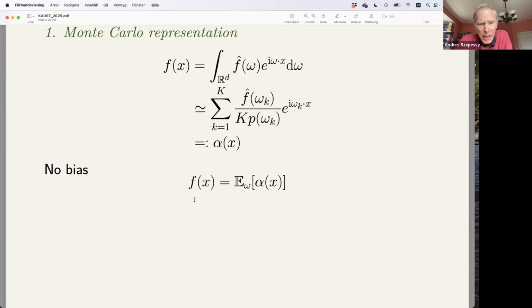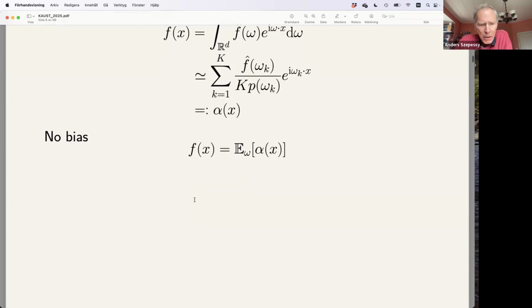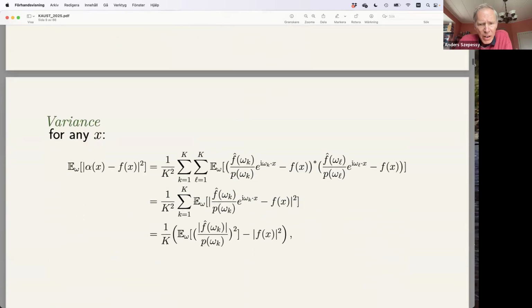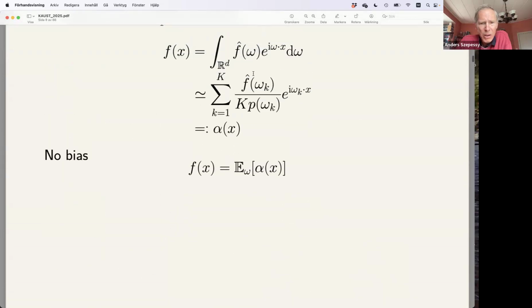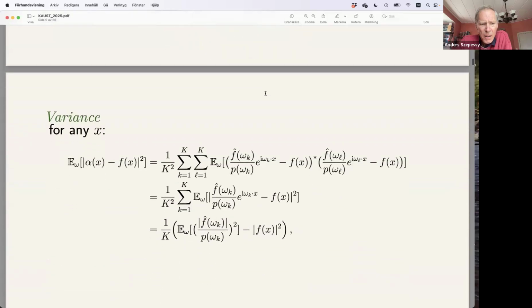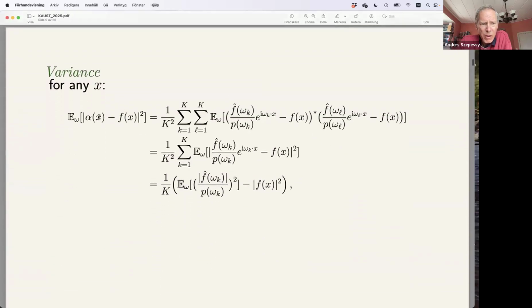The error will then be determined by the variance, and here is the variance. So we try to compute the variance, and we use the representation we have of the neural network. That is the representation, and we square that representation.